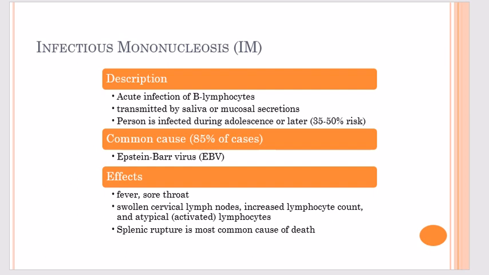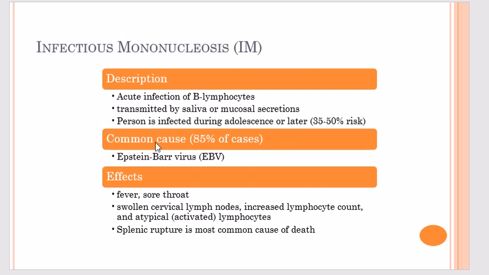Moving on now to a particular infection called infectious mononucleosis. You might have heard of it as mono. This is best described as being an acute infection of B lymphocytes. Okay, acute infection of B lymphocytes, and we know that B lymphocytes are primarily involved in antibody production. Now, this is a viral infection by the Epstein-Barr virus.